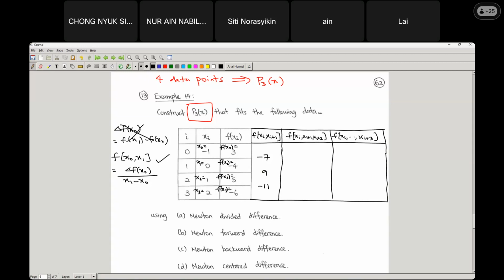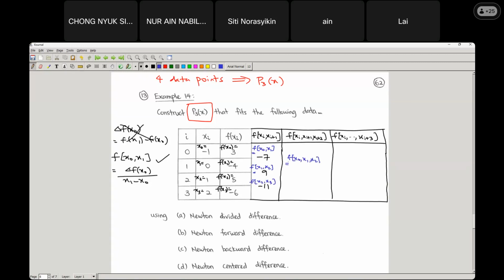Next, to find this, the first one, let me write. So this is my f[x0, x1]. This one is my f[x1, x2]. This is my f[x2, x3]. Okay, so next I want to find what is my f[x0, x1, x2].